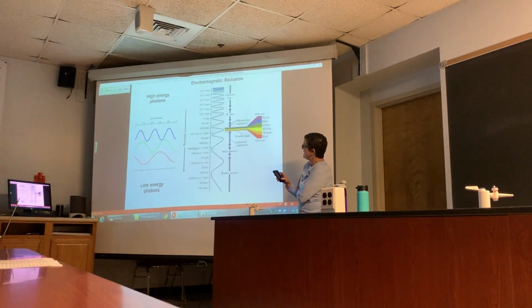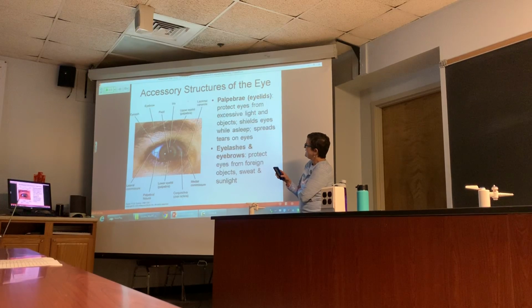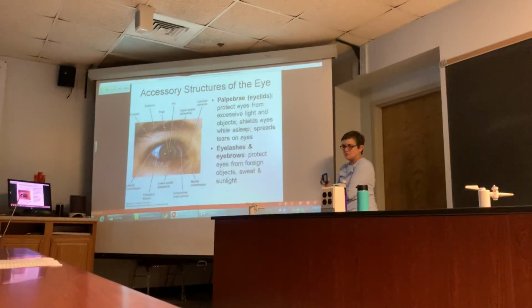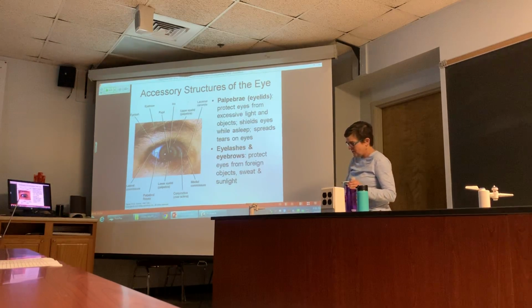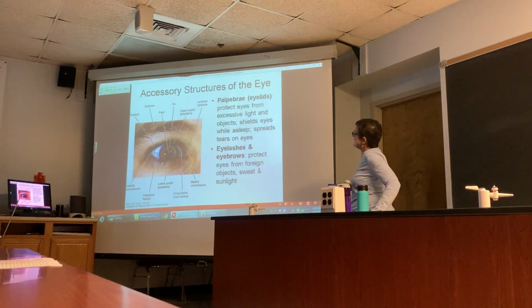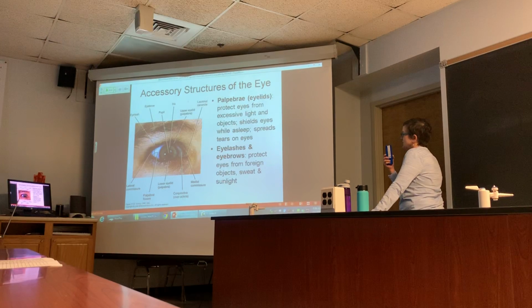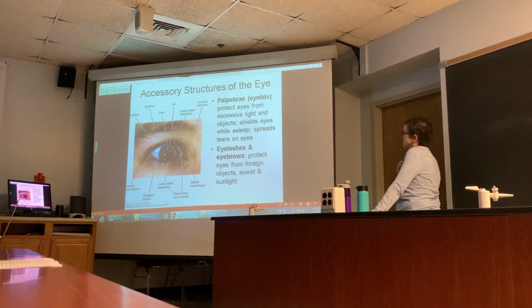Now we're going to look at the external structures and then the actual structures of the eye, and then look at how the eye works. Accessory structures just refers to outer structures that help the eyes do their job.